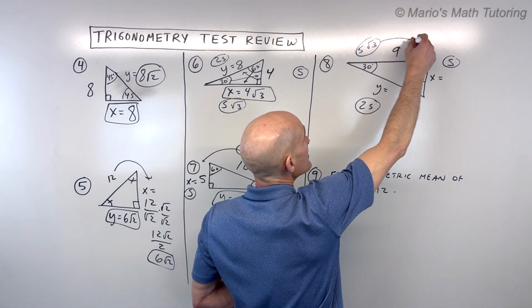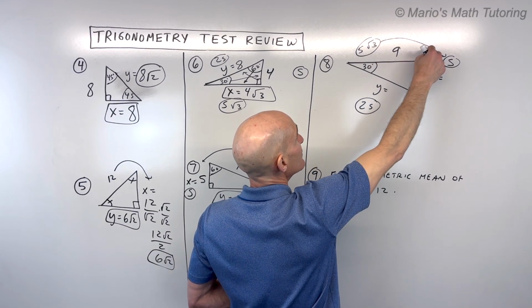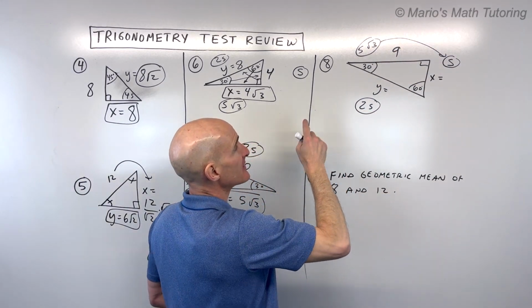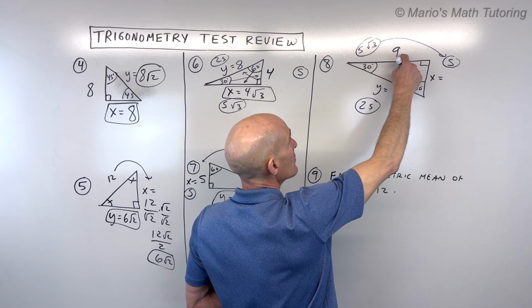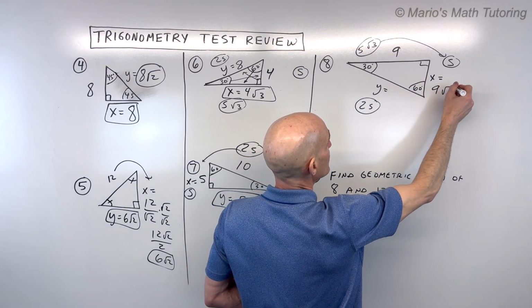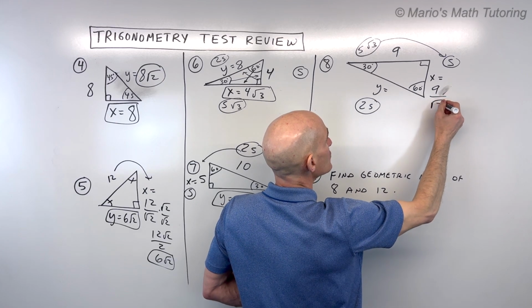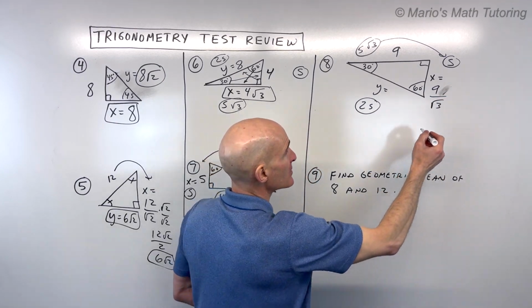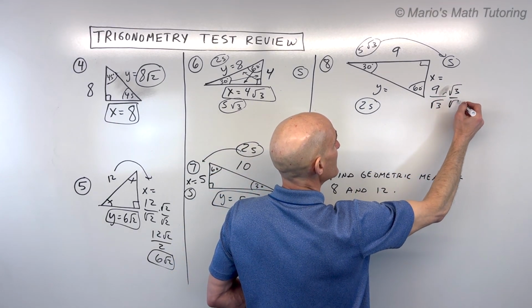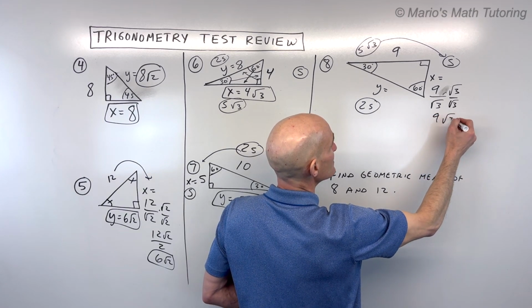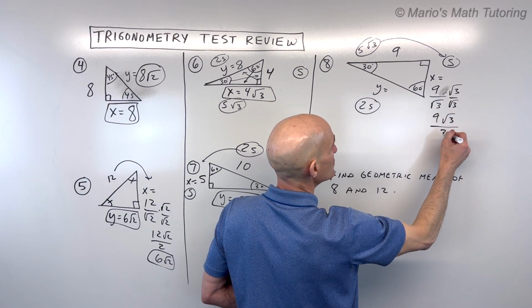How do I get from S root 3 to S? Well, I have to divide by square root of 3 to get the S by itself. So that's what I'm going to do. I'm going to take 9 divided by the square root of 3. But we don't want that square root of 3 in the denominator. We have to rationalize. So we multiply the top and bottom by square root of 3. That gives us 9 square root of 3 over square root of 9, which is 3.